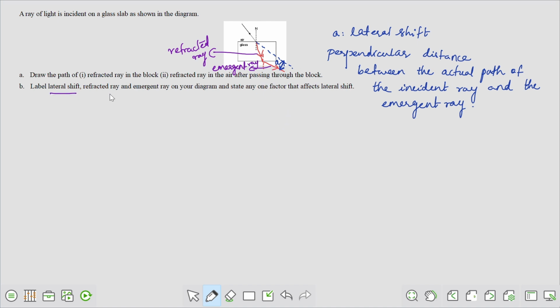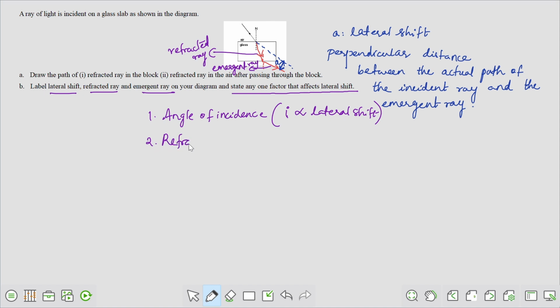Okay, you have to label lateral shift, refracted ray and emergent ray, and also state any one factor that affects lateral shift. So we have learned many factors that affect the lateral shift. What are the factors? The first one is angle of incidence. How is it related to lateral shift? Yes, angle of incidence is directly proportional to lateral shift. So if angle of incidence increases, lateral shift also increases.